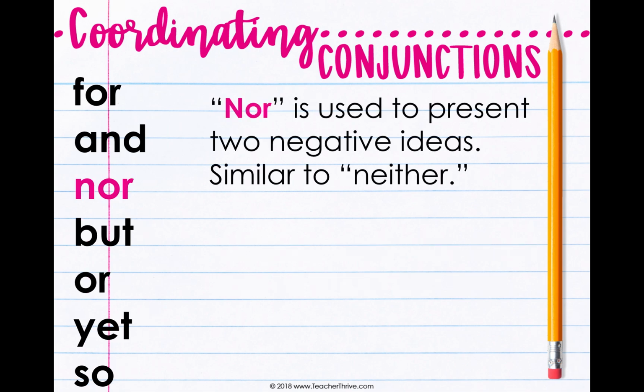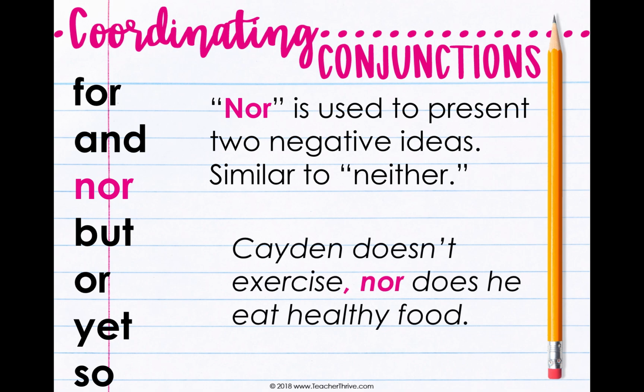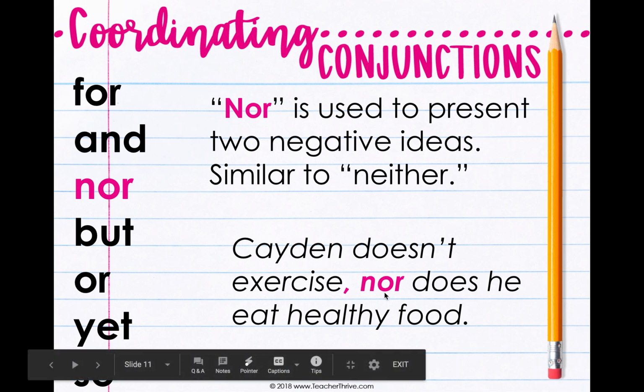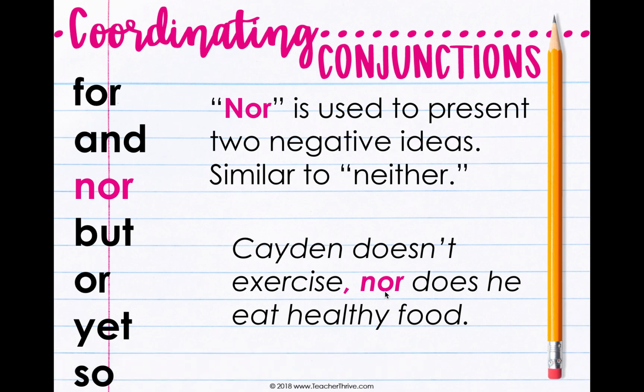Nor is used to present two negative ideas. It's similar to the word neither. Caden does not exercise. Caden is the subject. Does not exercise would be the complete predicate. Then we always add the comma. Then nor would be the coordinating conjunction that is used in this example sentence because it means the same thing as neither. Nor does he eat healthy food. Does he eat healthy food is our second complete sentence.